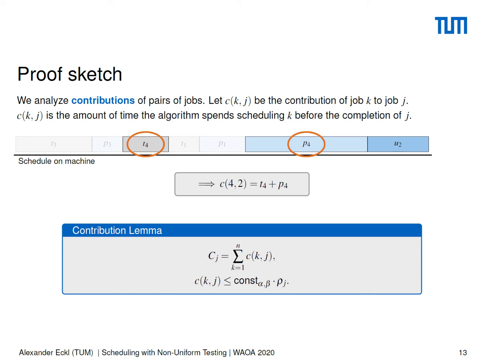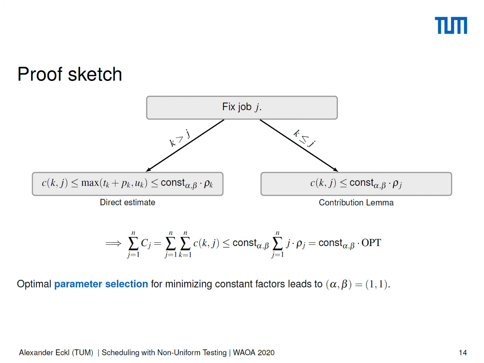We prove the contribution lemma by going over various case distinctions concerning the jobs k and j and their testing status. We now want to upper bound the completion time of a fixed job j. We can do this by considering all the contributions of other jobs k to j. For this, we may make a case distinction into two cases.